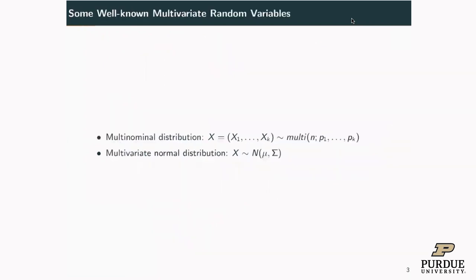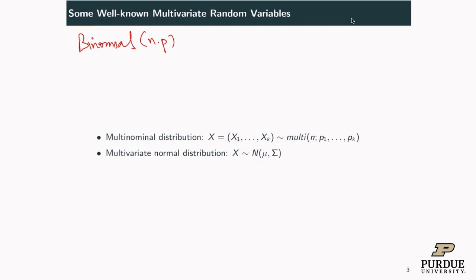There are two most well-known multivariate random variables. One is discrete, another one is continuous. The discrete multivariate random variable is called a multinomial distribution. We talked about the binomial distribution last time. For the binomial distribution, if you perform an experiment, each time you have two options, either head or tail. You perform this experiment n times, and you count how many heads you observe.